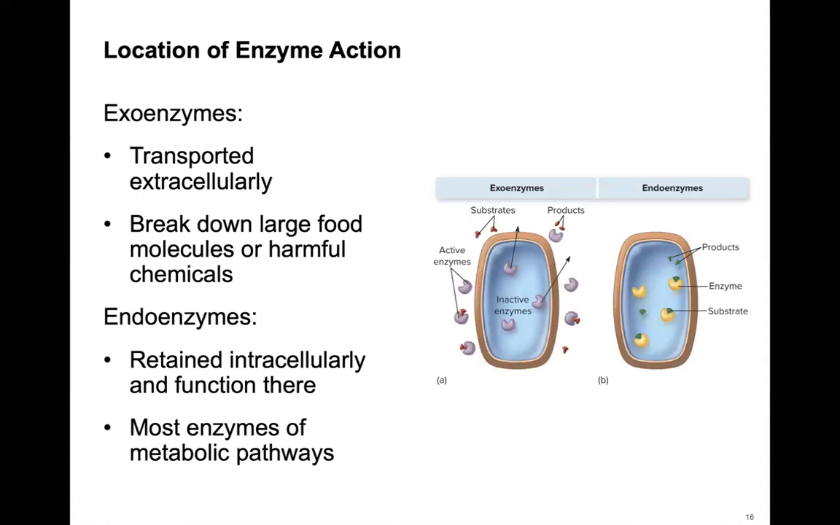Location of enzymatic activity. Enzymatic activity can occur either on the outside or on the surface of the cell, which is referred to as exoenzymes, or it can occur inside the cell, which is referred to as an endoenzyme.